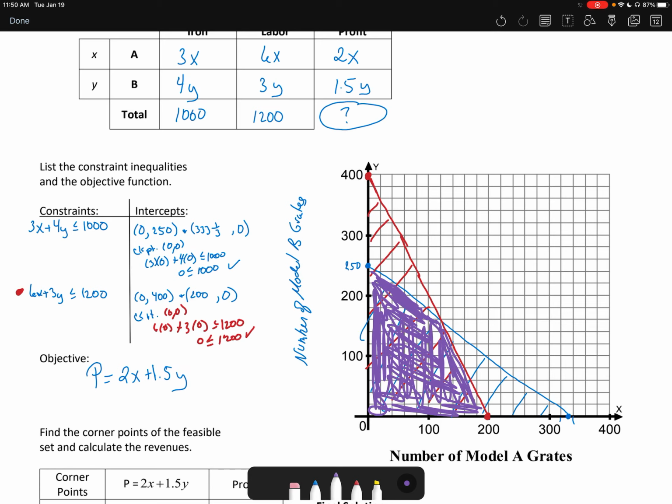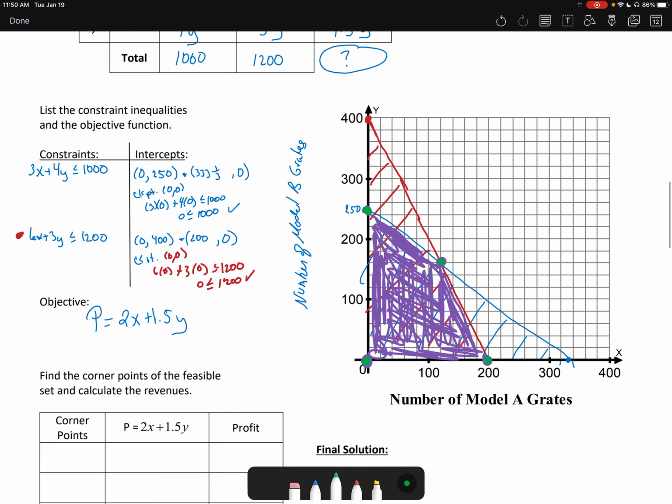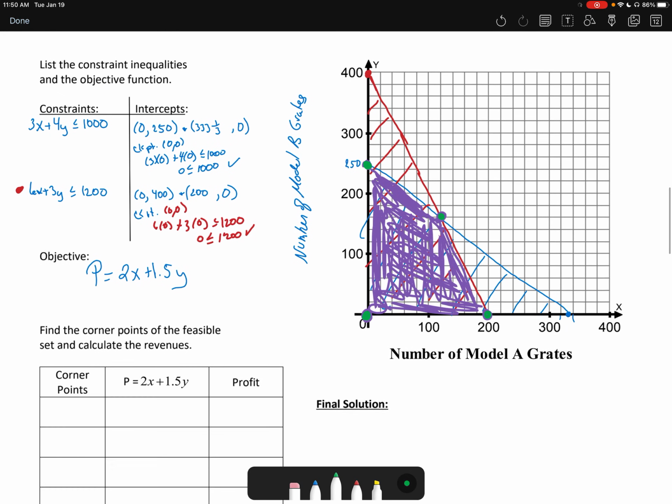So the next thing that I have to do is I know that the max, which is what we're looking for, occurs at one of these corner points to this region. So it either occurs here, here, here, or here. Those are the 4 points. I'll make those a little more obvious actually. Okay, so those are my 4 corner points. Usually most of them are easy ones because they're some of the intercepts that you've already found, but usually there's at least 1 or 2 that you haven't found yet.